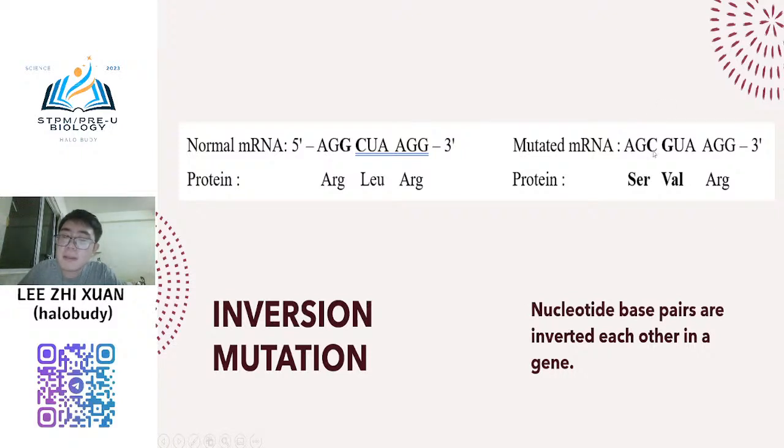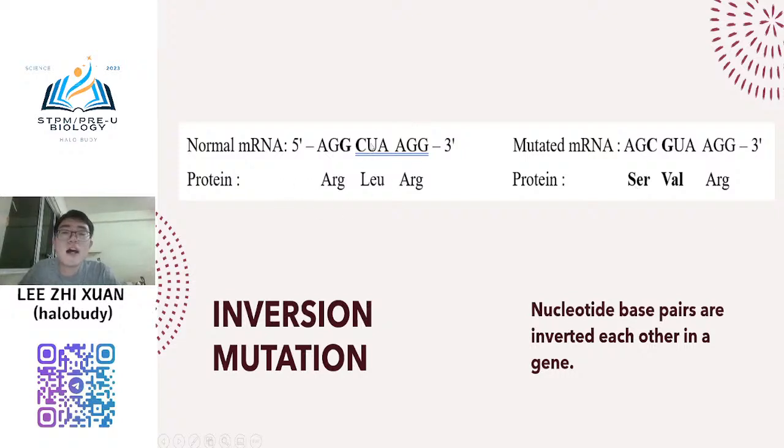It should have been G first, but now it has changed to C. Then this G goes back to the back. So this one will change the two amino acids: asparagine and leucine. However, you see that these two amino acids have already changed.